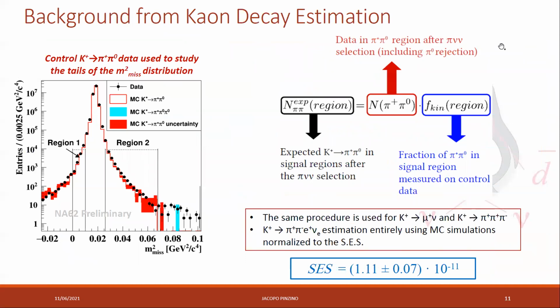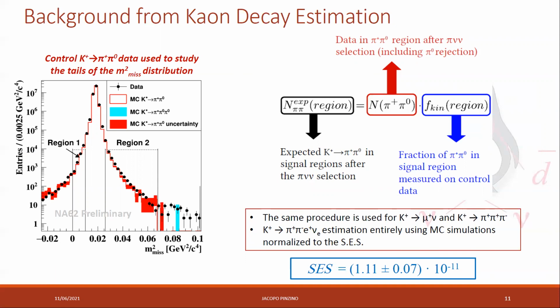How do we do the background estimation? We use the control data sample. For example, here you can see the control data sample for the K plus to π+π0, where we measure the fraction of π+π0 in the two signal regions with respect to the peak. We multiply this fraction by the number of events that we see in the peak after the whole selection, and so we get the expectation of π+π0 in the signal region 1 and region 2. We use the same procedure for the K plus to mu neutrino and for three pion.